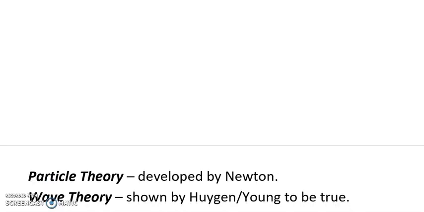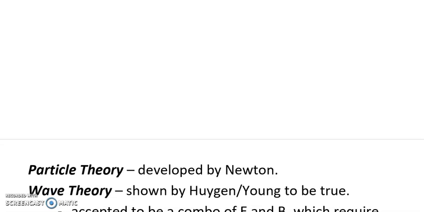Then you guys got into the wave theory, and the wave theory is shown by both Huygens' principle and Young to be true, that there's definitely a wave nature to light, which explains the interference pattern from the Young experiment, explains the polarization film thing I showed you guys. There's lots of different things that it explains.